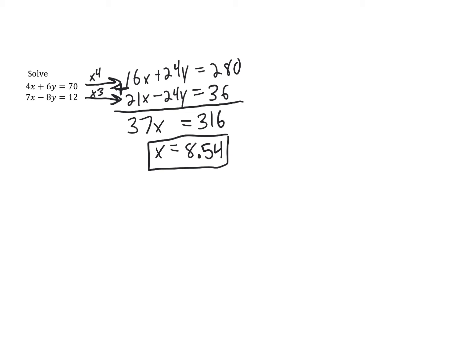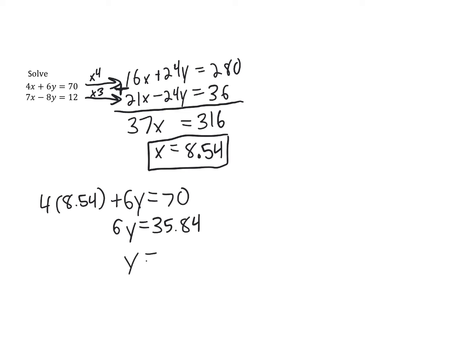Once you have the x, we can use that to find the y value. It's always best to sub it back into one of the original equations, doesn't matter which one. In this case, it'll be easier with the first one. And then we try and isolate y, giving me approximately 5.97.